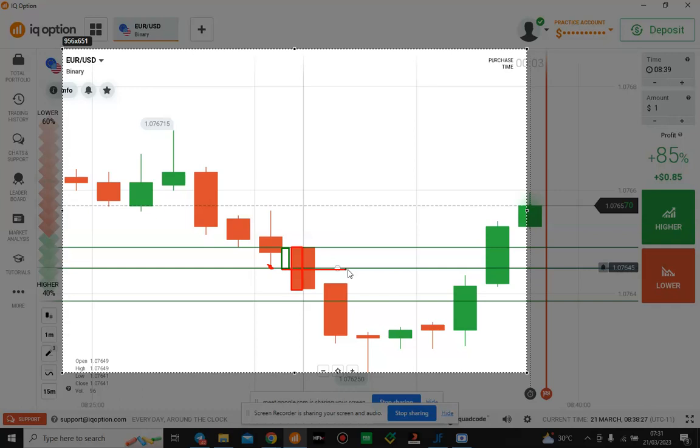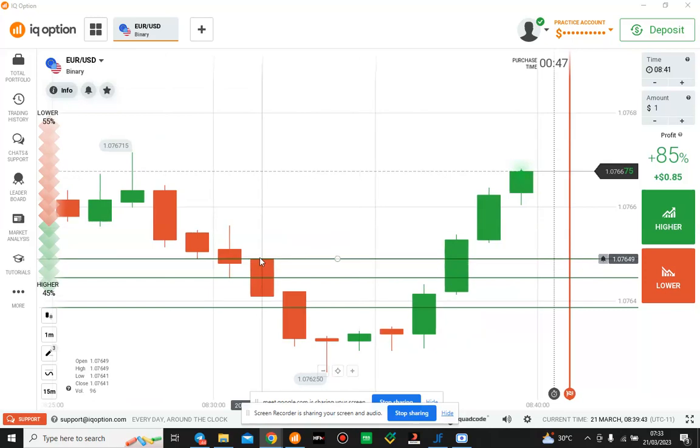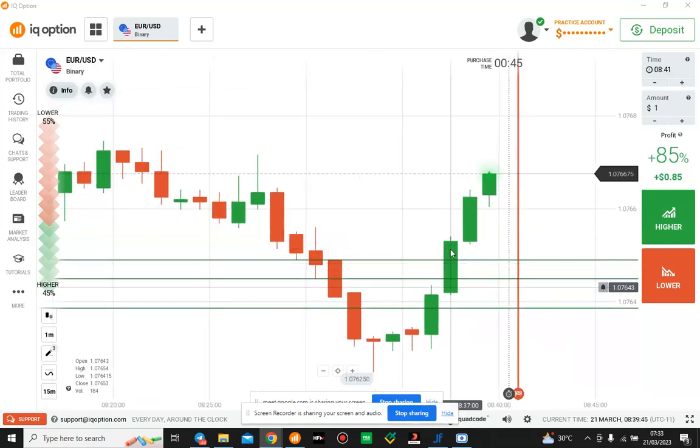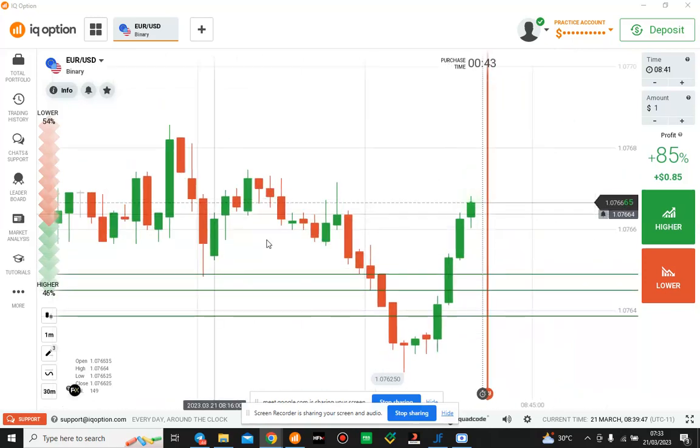So which means that from this point to this high is an area where we can expect some sellers' entry. Once the buyers enter inside this area, we are expecting a rejection and a reversal. So that is how I draw it.